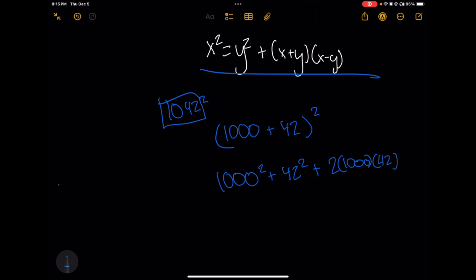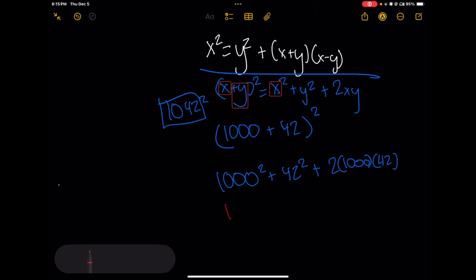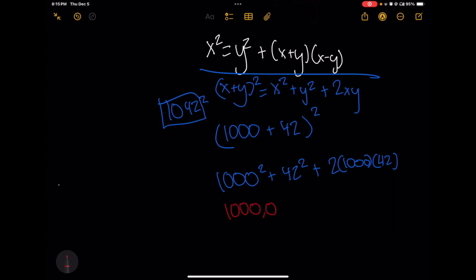This comes from the addition of two perfect squares formula, I'm not sure what it's called. But this basically states that x plus y all squared equals x squared plus y squared plus 2xy. So now we have 1 million, forgot that comma, and we have 42 squared. Let's just quickly use that little thing here.